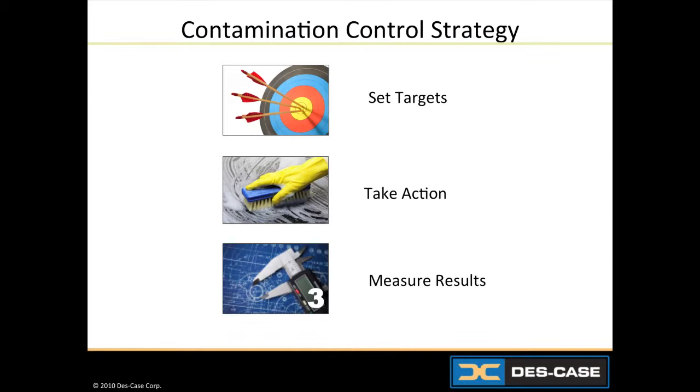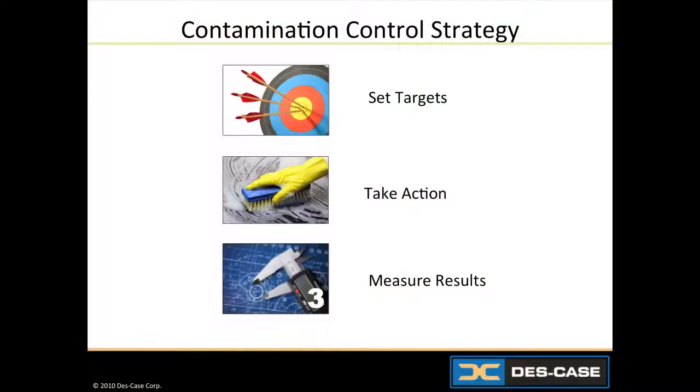We know that contaminants are one of those things that are costing us money because they're reducing the life and the reliability of our components. So we need to set up some strategies on how to control it. And the strategies don't need to be very sophisticated. They can actually be very simple. But the first thing we need to do is set some targets. What are we really trying to achieve?